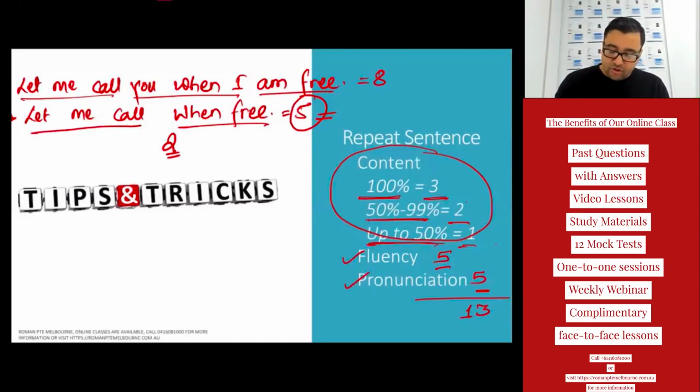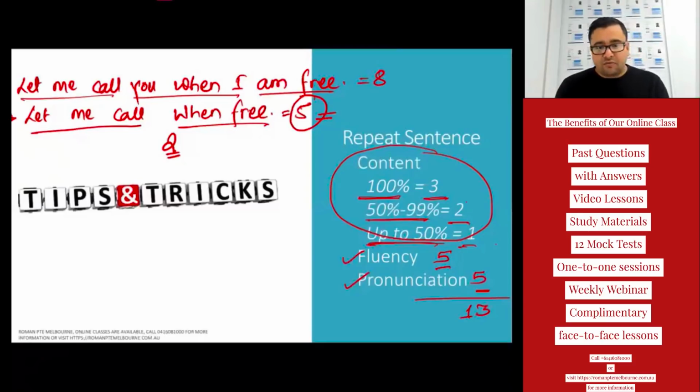Now, let's say another person says, "Let me call you when I am," and can't remember anything after that. So only missed 1 word. So what happens? Again, this person has been able to repeat only 50 to 99%. So even that person will get only 2 points.